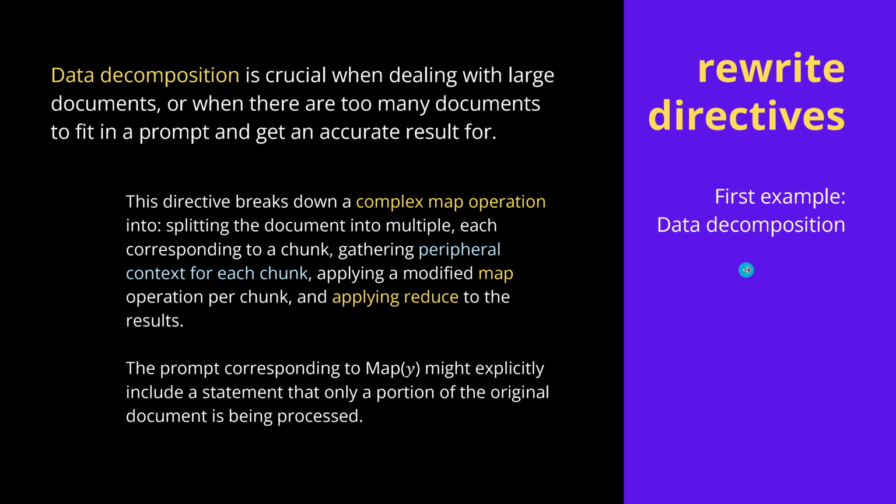So let's start with the first example, data decomposition. It is crucial when dealing with large documents, or when there are too many documents to fit in a prompt and get an accurate result for, let's say, a little large language model that you have operating on your phone. So this directive breaks down a complex map operation into splitting the document into multiple chunks, gathering the peripheral context for each chunk, applying a modified map operation for the chunk, and applying a reduce operation to the results of this. So you see our old map reduce now in operation by an AI agent.